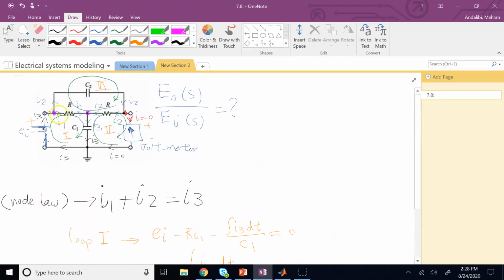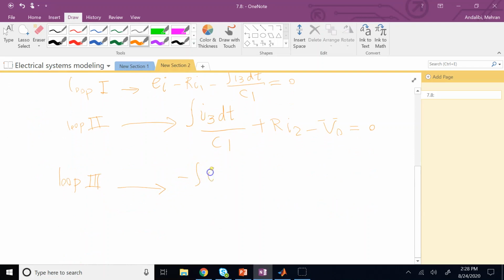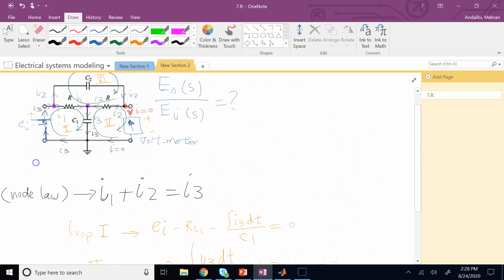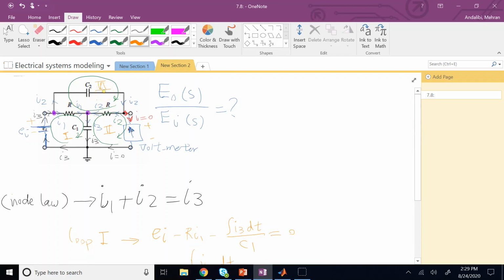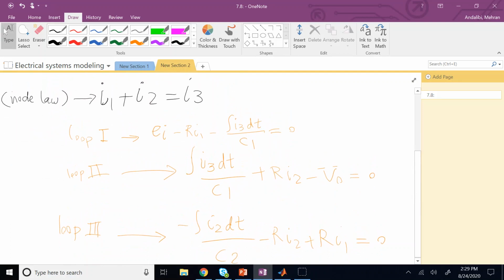Then you can have loop number 3. For loop number 3, again, you start anywhere you want, let's say here, and you pass C2 with I2 in the positive direction, and then this R in the direction of I2, that R in the negative direction of I1. So it is going to be negative integral of I2 dt over C2 minus Ri2 plus Ri1 is equal to 0. Okay, and so now you have 4 equations, and I always recommend you number your equations so that you don't get lost.